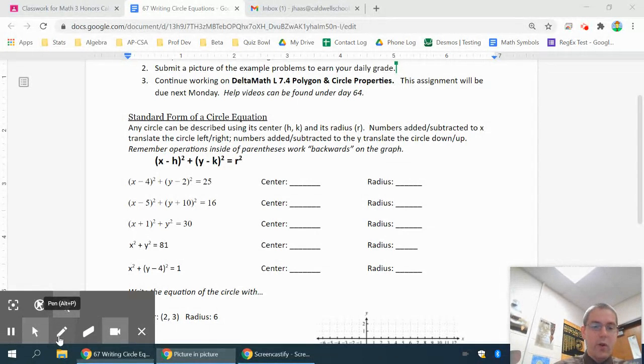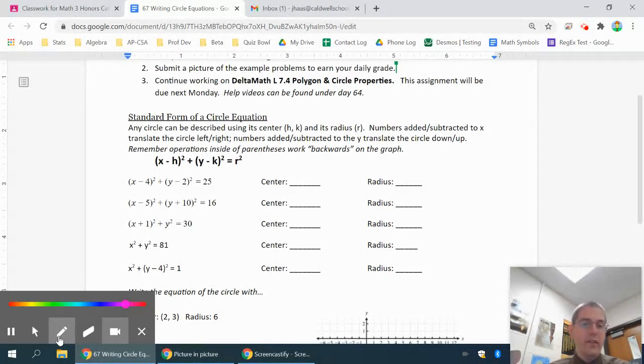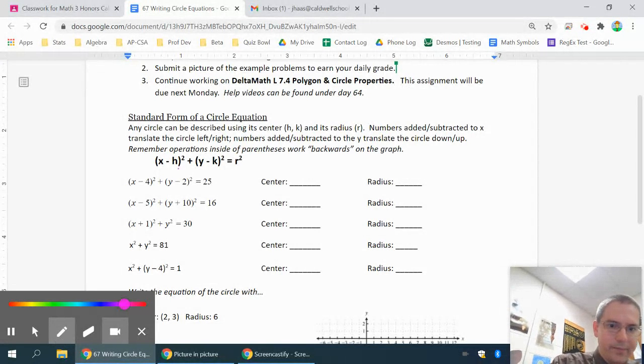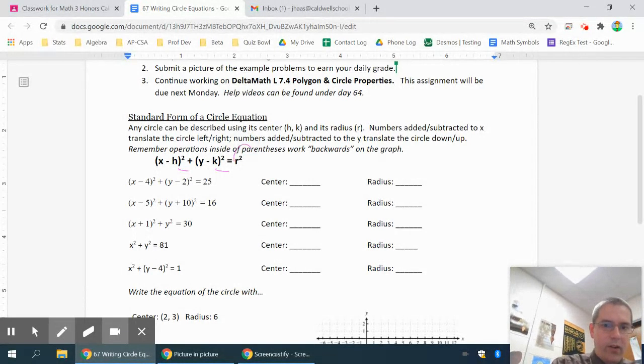So if a circle equation is in standard form, it's really easy to see the center and the radius because the center is these points H and K. So the center is the point H and K. And then the radius is this R here. So in this case, the center would be 4 and 2.